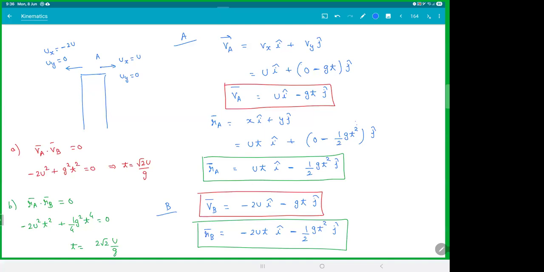Take a break. Come back by 9:42. We'll continue from here. Any doubts so far? Chalo, come back by 9:42.